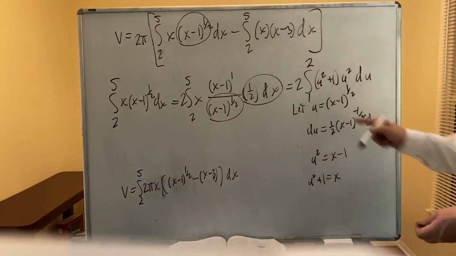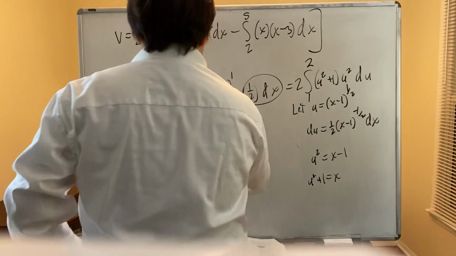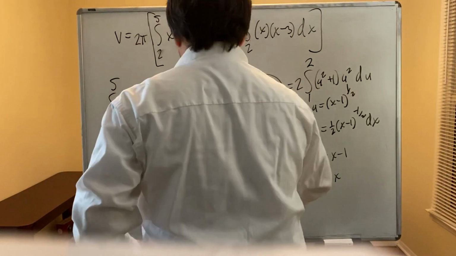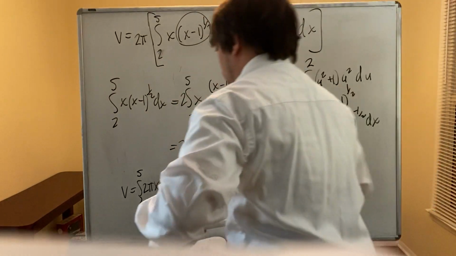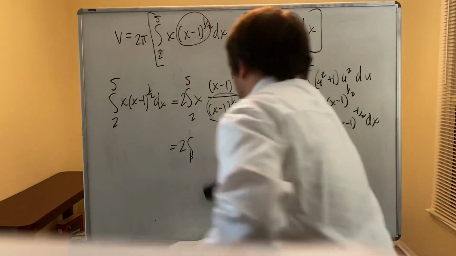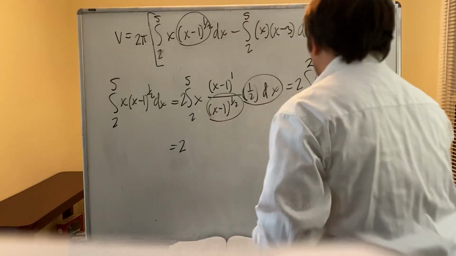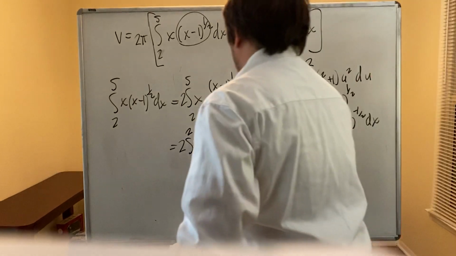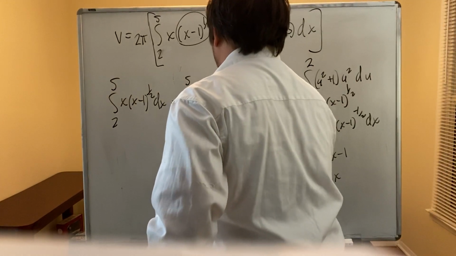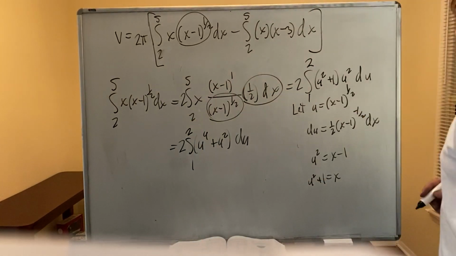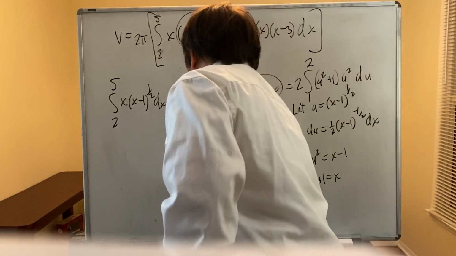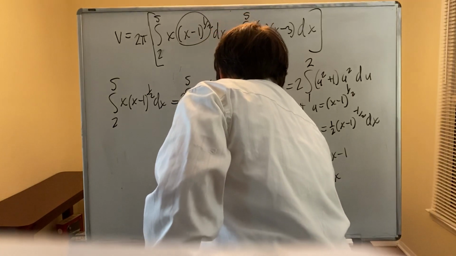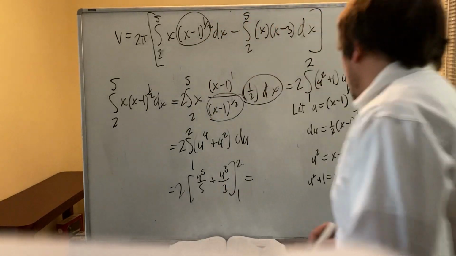That's good. So now this is 2 times the definite integral from 1 to 2 of u squared plus 1 times u squared, that's u to the 4th plus u squared du. This is equal to 2 times u to the 5th over 5 plus u cubed over 3 evaluated from 1 to 2.